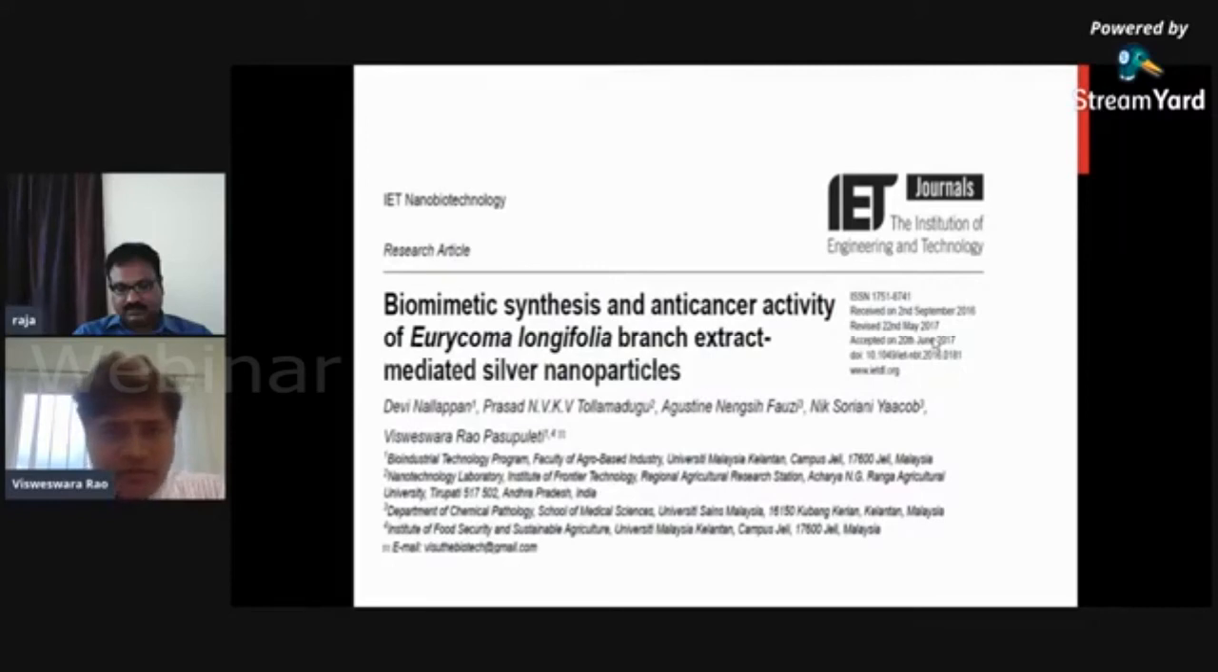This was an article we studied about Eurycoma longifolia, which is also called Malaysian ginseng. We were successful in synthesizing the silver nanoparticles within the desired range, and we checked for the stability. The stability was good, and also the anti-cancer activity, because this was the designed biological activity for these particular nanoparticles. Some of the works were also collaborated with an organization from India.